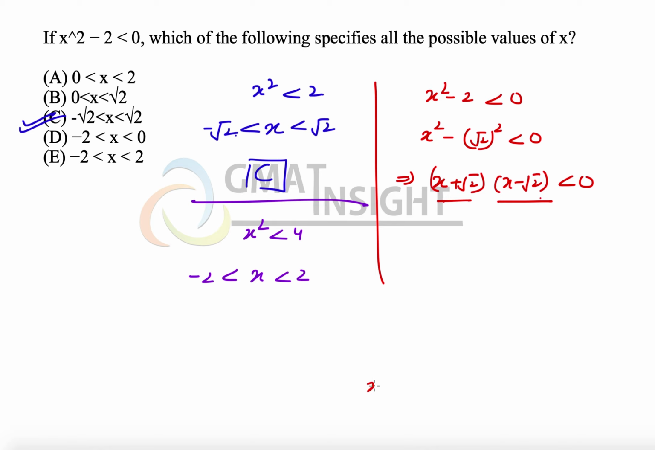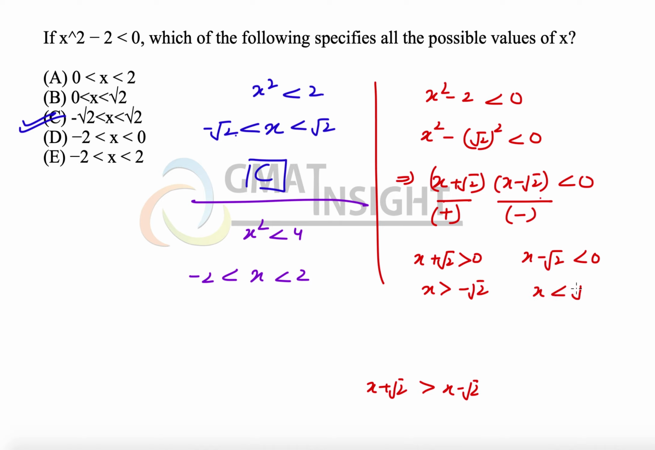Now we can see that x plus root 2 must be greater than x minus root 2, because it is root 2 less than x and it is root 2 greater than x. So obviously if one has to be positive and one has to be negative, then the greater value should be positive and the smaller value should be negative, which means x plus square root of 2 should be greater than 0 and x minus square root of 2 should be less than 0. So x should be greater than negative square root of 2 and x should be less than the square root of 2. If you combine both of them, then you find that x must be greater than negative root 2 and less than square root of 2.